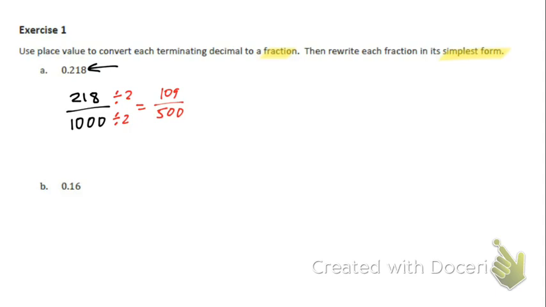0.16. That's 16 over 100, right? This is your hundredths place. Right here I could divide top and bottom by 4. Get 4 over 25. Wasn't too bad.